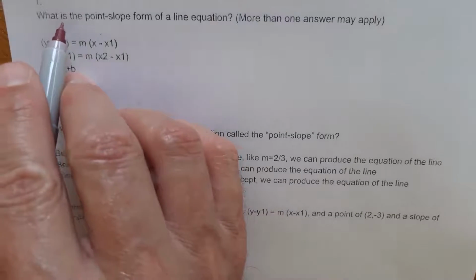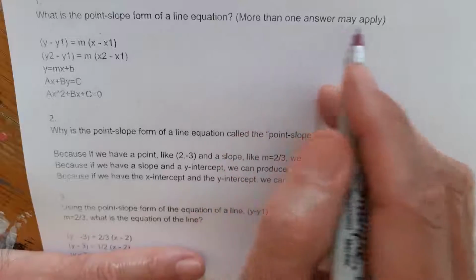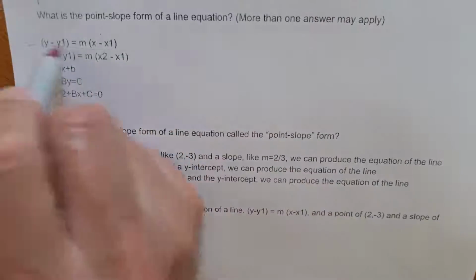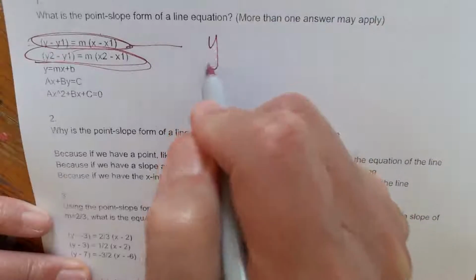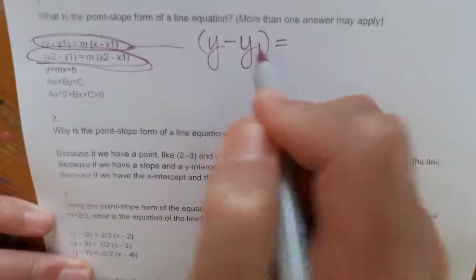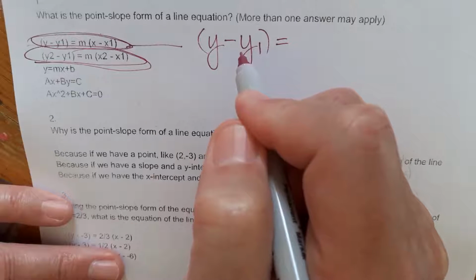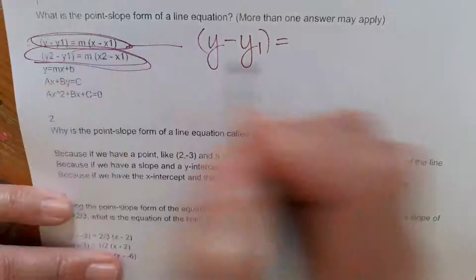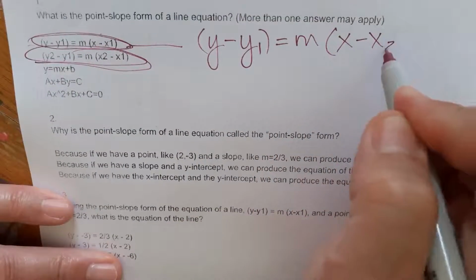So here's the first one. What is the point slope form of a line equation? More than one answer may apply. Well, this is it here, and this is it here. What's the difference? So you can write this y minus y1 equals, and we often put parentheses around it just to group it. You really don't have to, but it's often written that way. Equals slope times x minus x1.